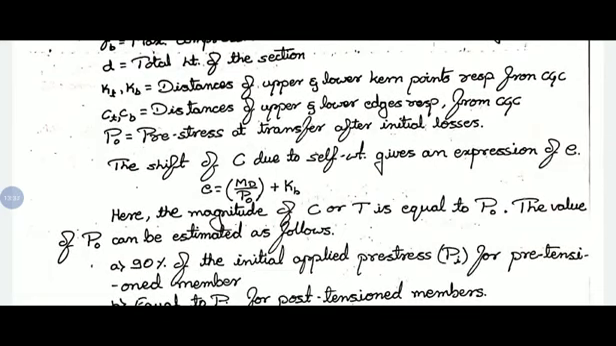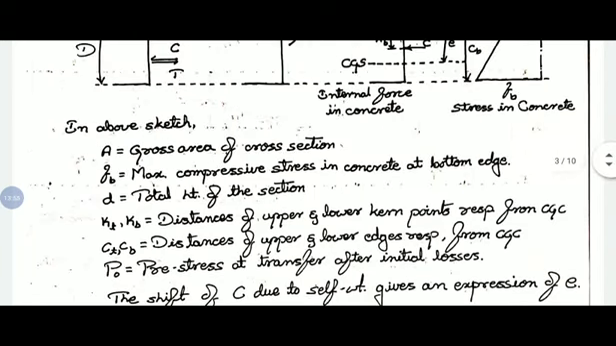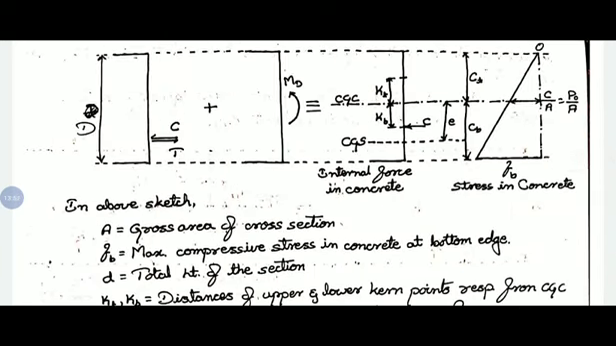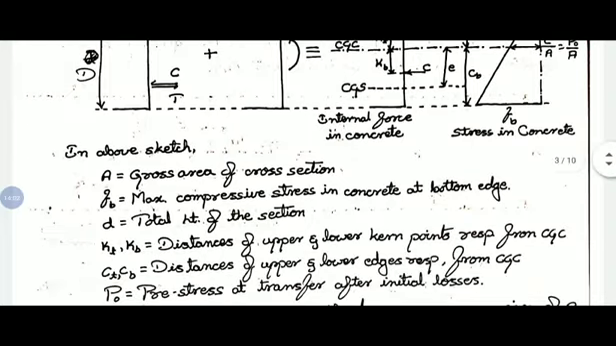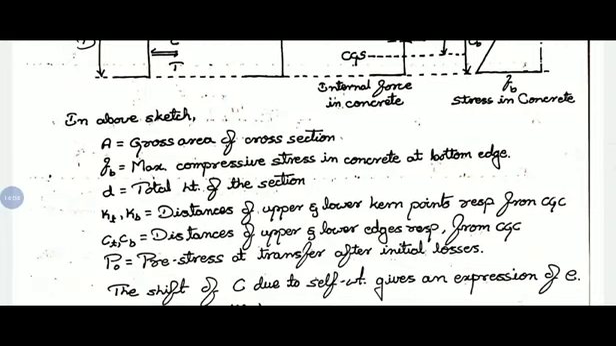So the shift of C due to self-weight gives an expression for e. As the position of C, compressive stresses, varies, that will give us the eccentricity equation. So that is MD upon P naught plus kb, the distance you can observe in the figure. It is the distance from CGC, the centroid of concrete, to the lower kern point, where the compressive stress acts and the tensile stress is 0.